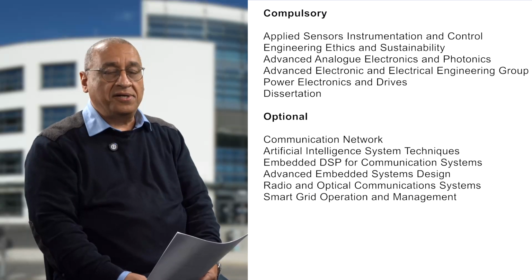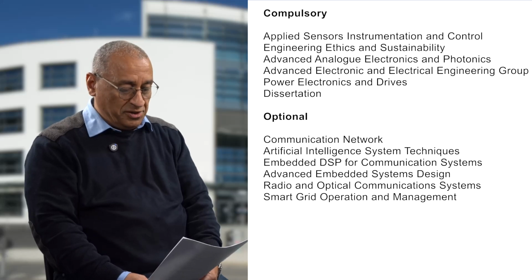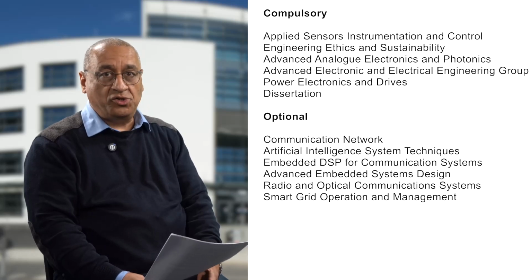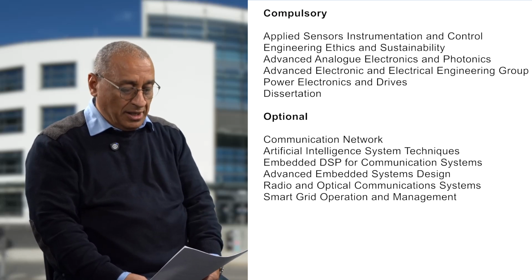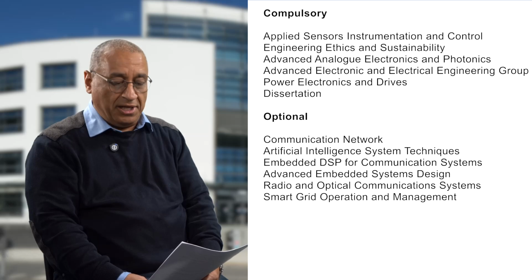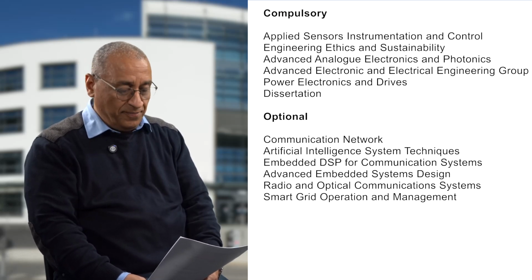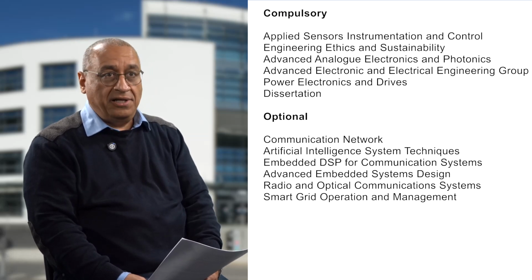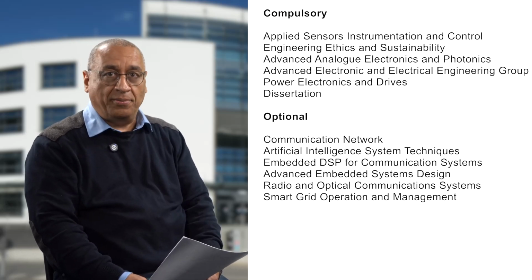We have engineering ethics and sustainability, which is a very important course that runs through all our MSc courses. We have also advanced electronic group projects. This is where the students work as a group towards a specific product. We have advanced analog electronics and photonics. This is looking at the analog side of electronic and electrical engineering. We also have power electronics and drives. This is looking at the latest technology within power electronics, and how to use electronics to control power.